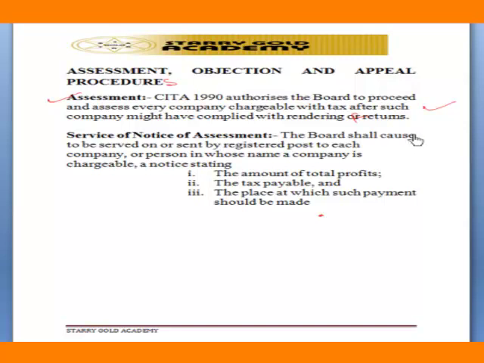The notice of assessment will state some items, will have a content, what it's supposed to carry. What is this notice of assessment supposed to carry? If you have to send a notice of assessment to somebody, say Mr. A, what is he expecting to see in the notice of assessment? He will see in there the amount of total profit, the tax payable, because it's based on the total profit that the tax has been assessed, and that will be the tax payable. And where is the payment to be made? The tax station, the payment will be made to.